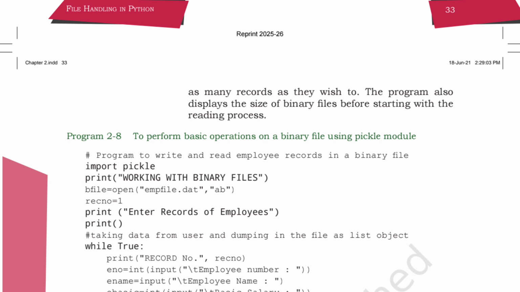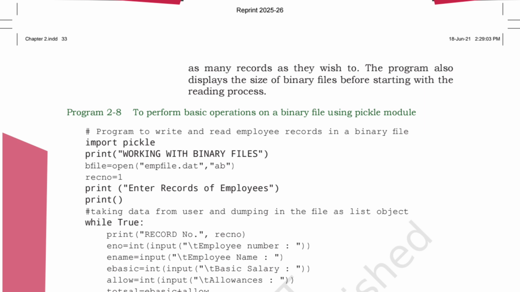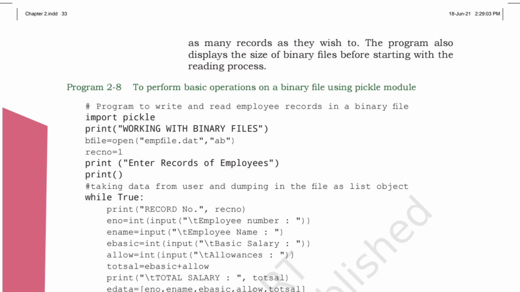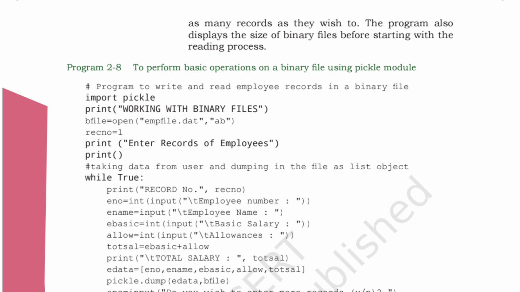Record number is 1. Print enter records of employees, taking data from the user and dumping it into the file as a list object. Dumping means we are transferring the Python object to a byte stream, and loading means converting the byte stream again back to the object. That is conversion only.